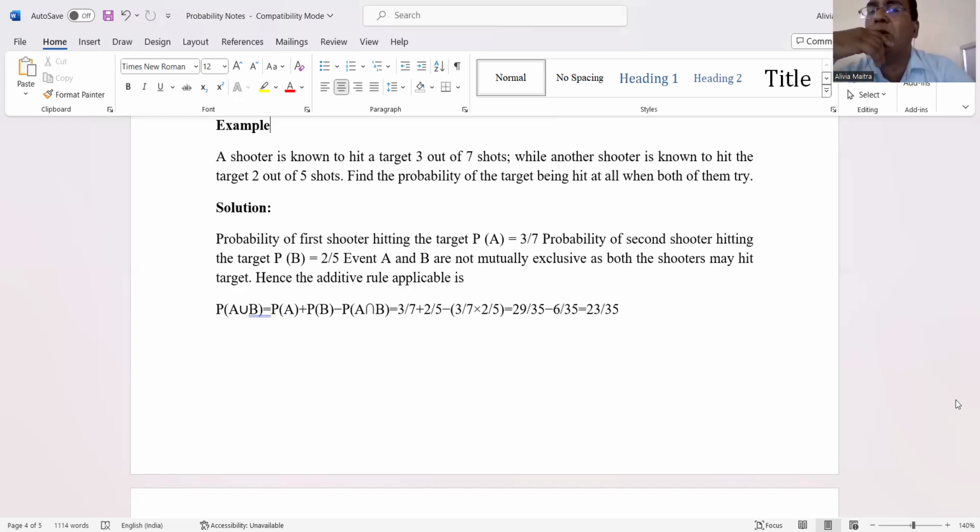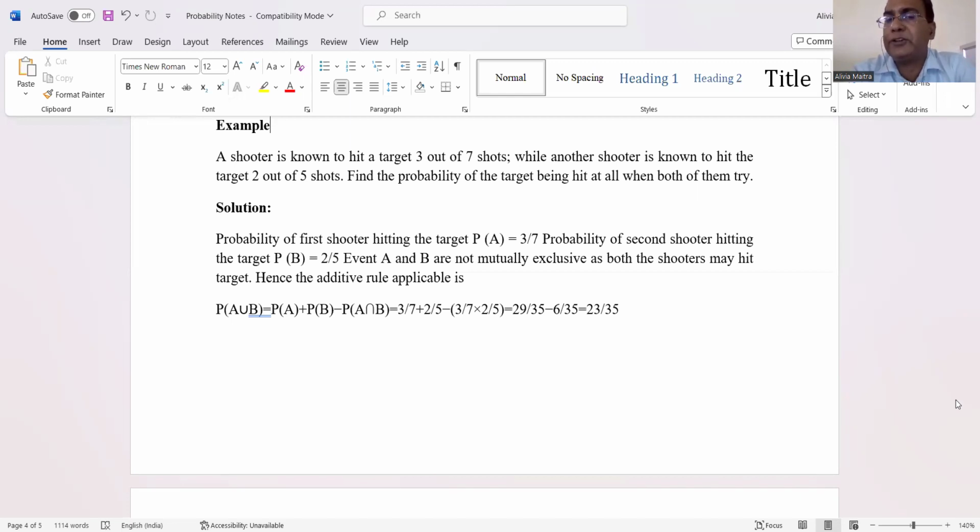So the two events are not mutually exclusive, and therefore the addition theorem for the probability will give us P(A union B) is equal to P(A) plus P(B) minus P(A intersection B). That means this is equal to 3 by 7 plus 2 by 5 minus P(A intersection B). P(A intersection B) can be written as 3 by 7 into 2 by 5 because ultimately the two events are independent of each other.